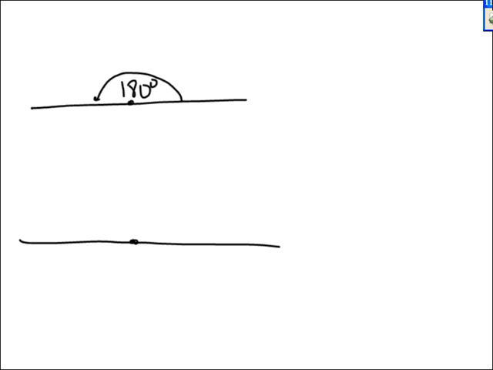Here's a 180 degree angle. Let me break it up into two pieces. That angle, and this bigger angle. Be very clear: this angle here and that angle there, they add up to 180. They are supplementary angles.